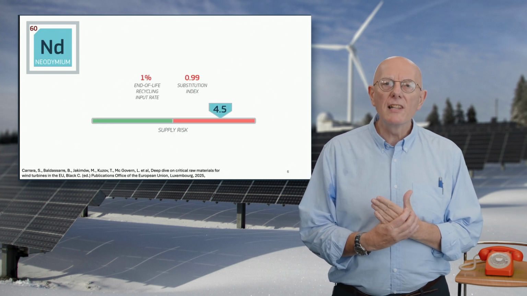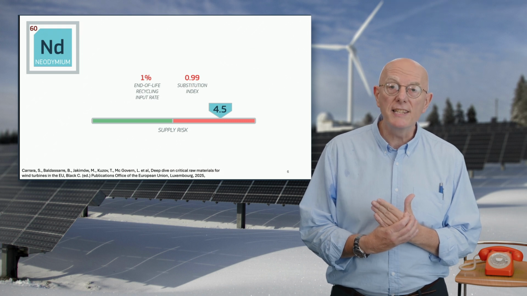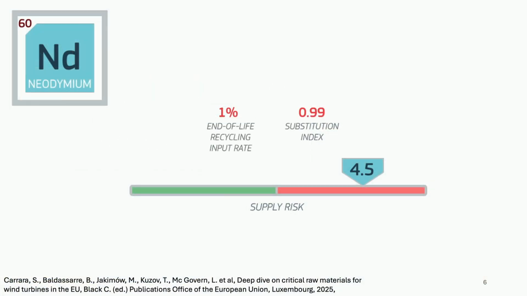2 factors have a large effect on supply risk of a material: recycling rate and substitution index. The substitution index ranges from 0 to 1. The closer to 1, the harder to substitute. If a material is highly recycled or can be easily substituted for another material, then the supply risk is lower. In the case of neodymium, the supply risk is high as it has a low rate of recycling and is currently almost impossible to substitute.